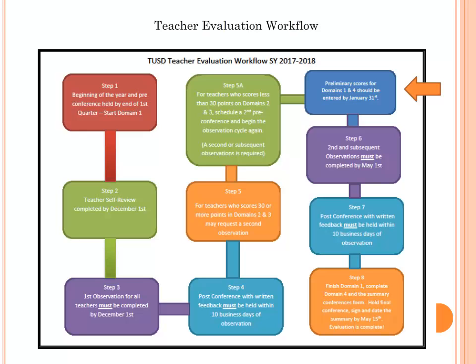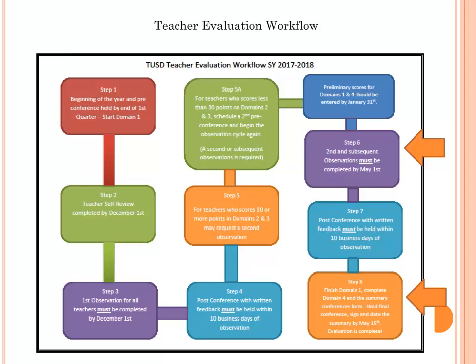In the case of a second or subsequent observation, the cycle begins again with a pre-conference, an observation, and a post-conference. Again, preliminary scoring of Domains 1 and 4 allows the teacher to decide whether to request a second or subsequent observation. All second or subsequent observations must be complete by May 1st. The cumulative evaluation must be completed, reviewed, and signed with the teacher by May 15th.